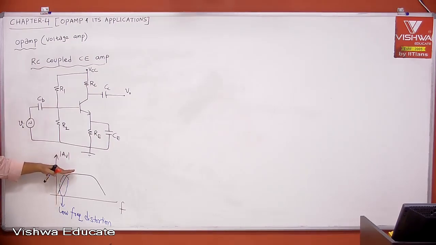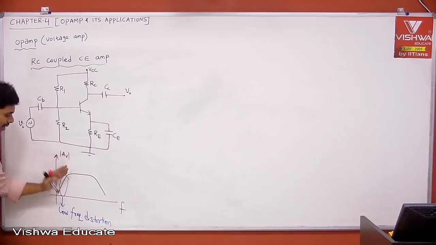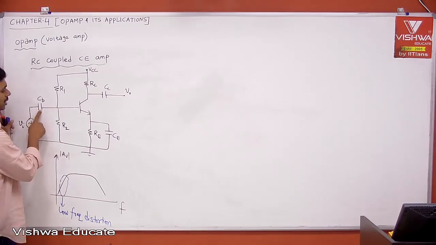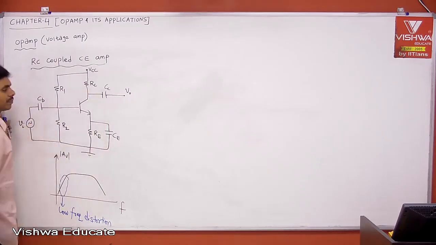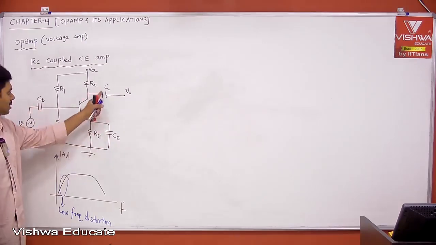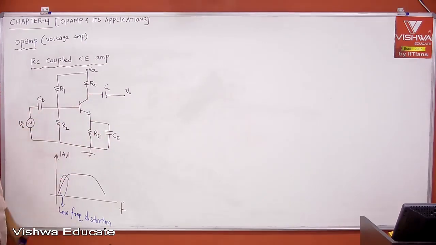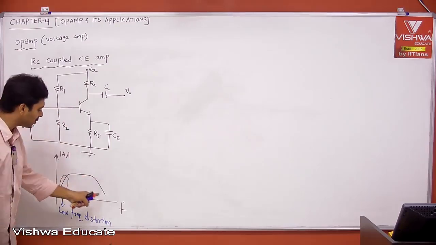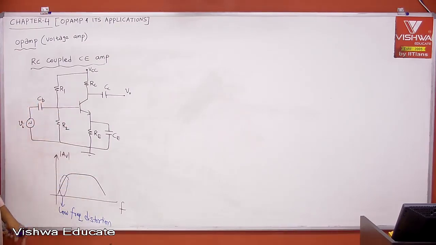I want to have kind of a low pass filter, not a band pass filter, right? Then how to improve this? The frequency response, whatever you are getting here, I already explained. The reason is because of CB, CE, CC. Because of external capacitors, we are getting low frequency distortion, and because of BJT internal capacitances, we are getting high frequency distortion. How to improve it?